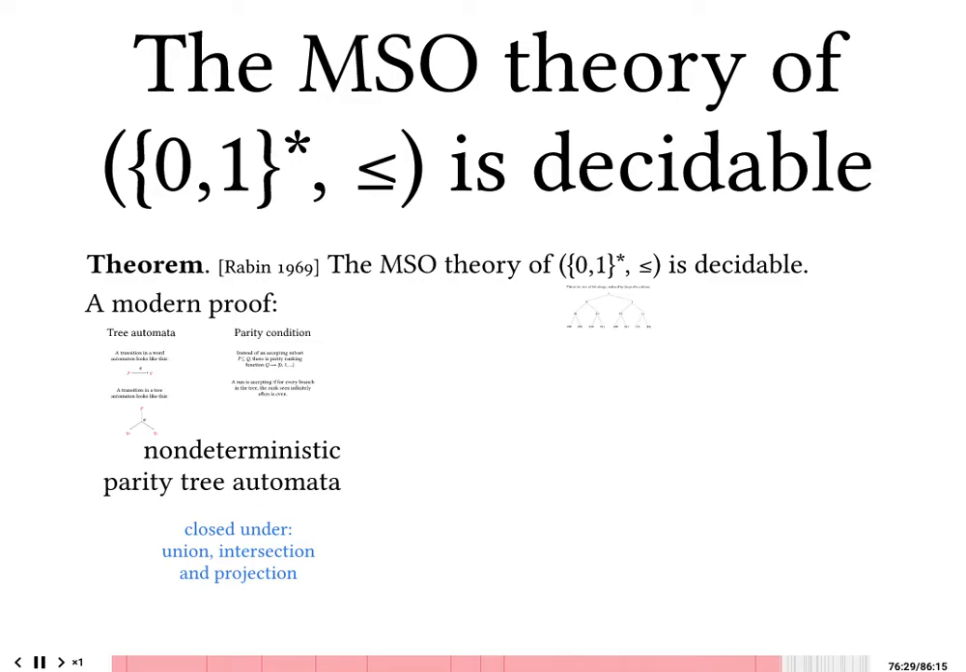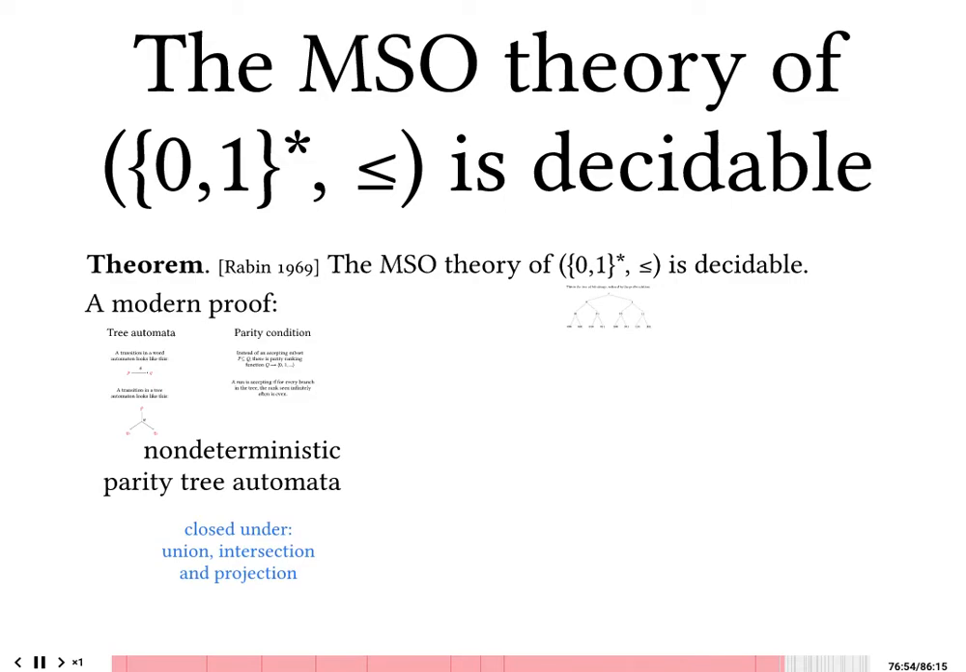If you have to deal with the parity condition, there's a little bit of a challenge for, say, intersection, but you can deal with it. Projection is the usual non-deterministic thing, and union is even simpler, because if you have two automata, you can just write them side by side, and then the recognized language is going to be the union.